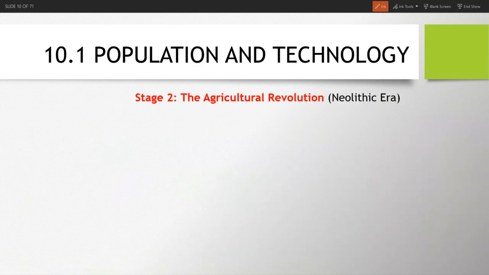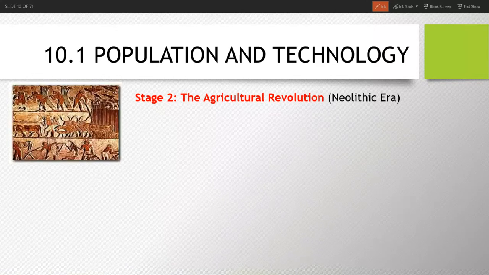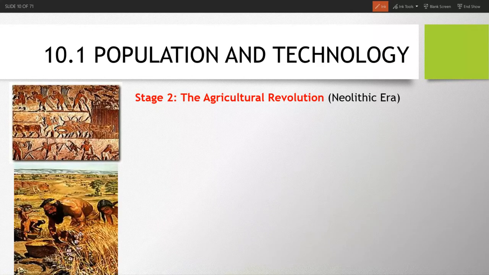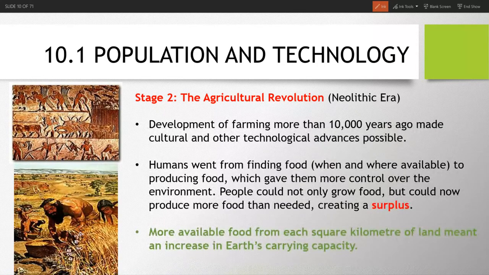So that was stage one. Okay, remember stage one, low level of carrying capacity for the earth. Stage two, we're going to get into the Neolithic era and the agricultural revolution, perhaps the single most important advancement or change in human lifestyle ever in history. This is when farming first developed.